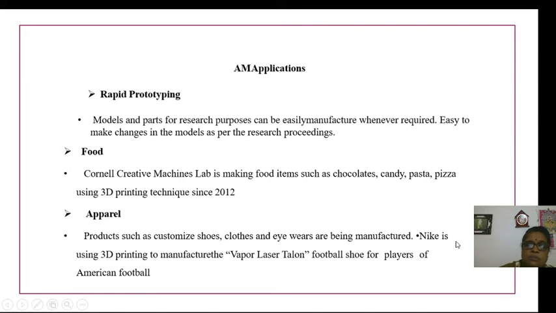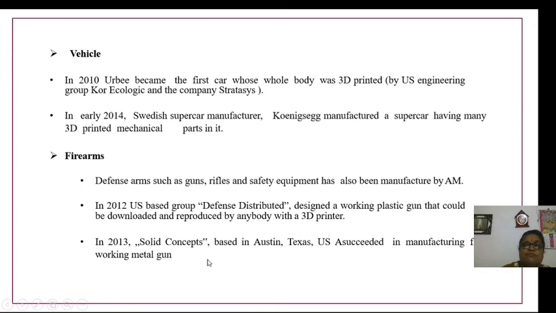One Nike shoe company is using 3D printing for manufacturing the Vapor Laser Talon football shoes for players. In the vehicle industry, that is the automotive industry, 3D printing has been used since 2010. Urbee became the first car whose whole body has been 3D printed, by the engineering group Kor Ecologic and the company Stratasys. And during 2014, Swedish supercar manufacturers also utilized 3D printing.